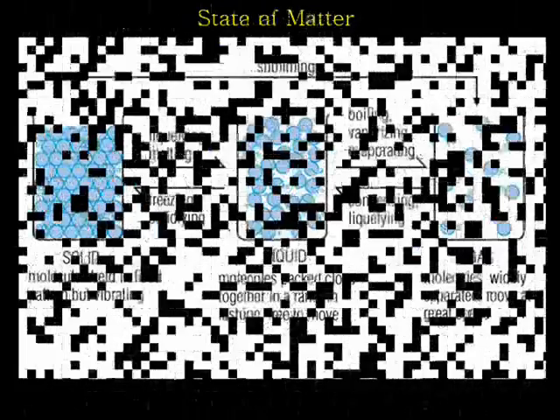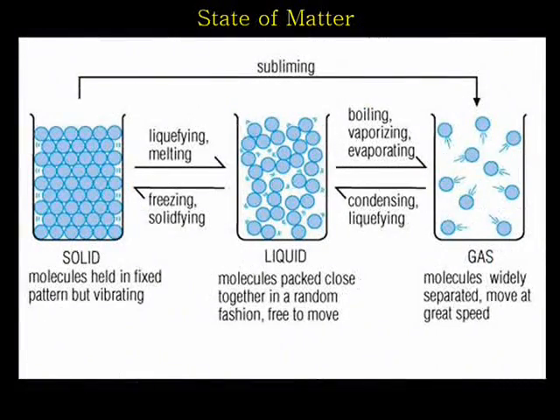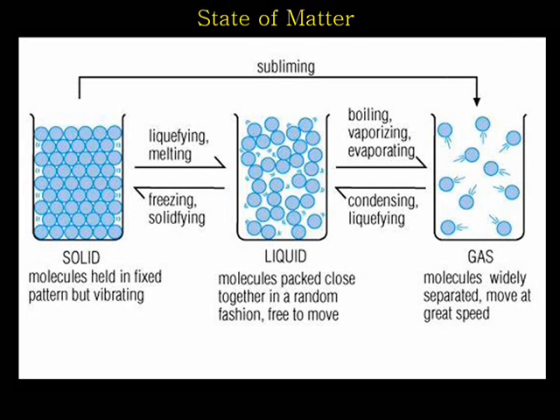Matter can change or interchange between three states. Let's look at this picture, which shows us how matter can change. Solids to liquids is known as liquefying or melting. Liquids changing to solids is known as freezing or solidifying. Liquids changing to gases is known as vaporizing or evaporating. Gases changing to liquids is known as condensing or liquefying. Solids directly converting into gas is known as subliming.